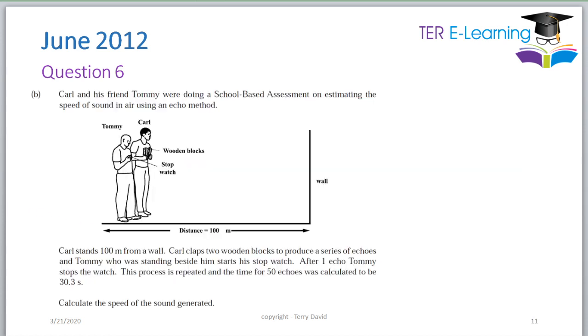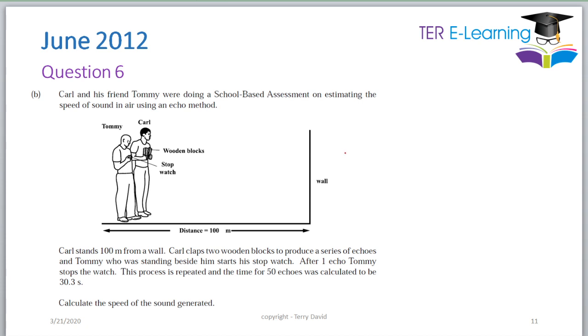So let's go back to this one here now. Carl and his friend Tommy were doing an SBA on estimating the speed of sound in air using an echo method. Carl stands 100 meters from the wall. Carl claps 2 wooden blocks to produce a series of echoes, and Tommy, who is standing beside him, starts a stopwatch. After one echo, Tommy stops the watch. The process is repeated, and the time for 50 echoes was calculated at 30.3 seconds. Calculate the speed of the sound generated.